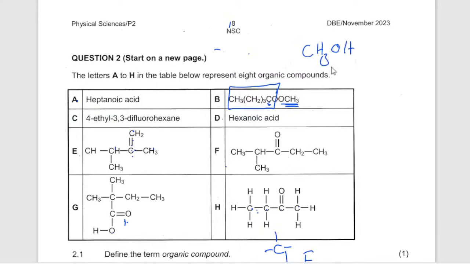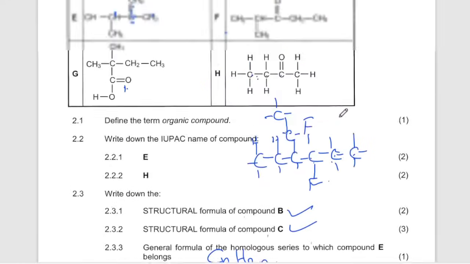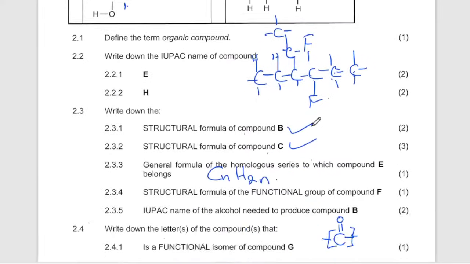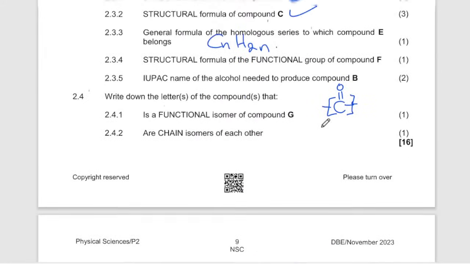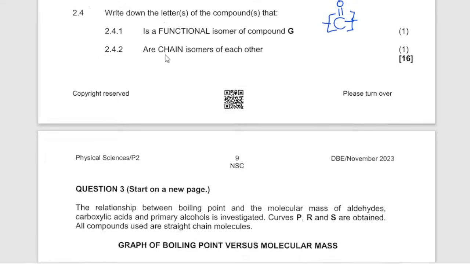Did I say structure formula? If they say IUPAC name of alcohol, they just want the IUPAC name. Therefore, for the IUPAC name, I'm just going to say methanol. That's it. Methanol doesn't have a position number because it's just one carbon atom, and ethanol doesn't have a position because it's two carbon atoms.